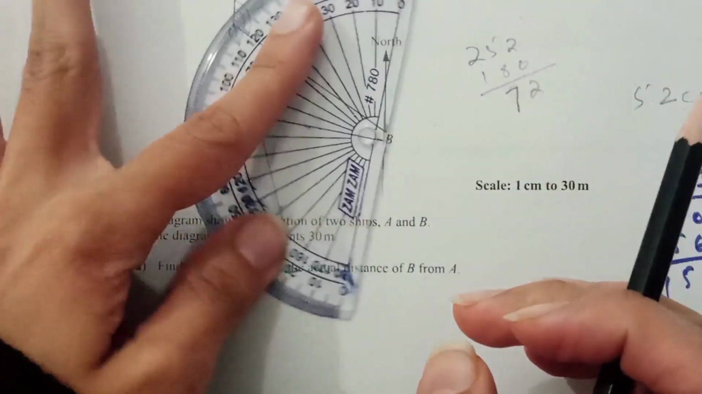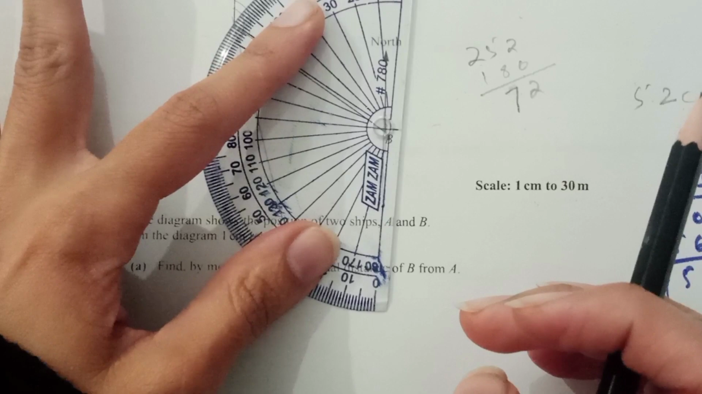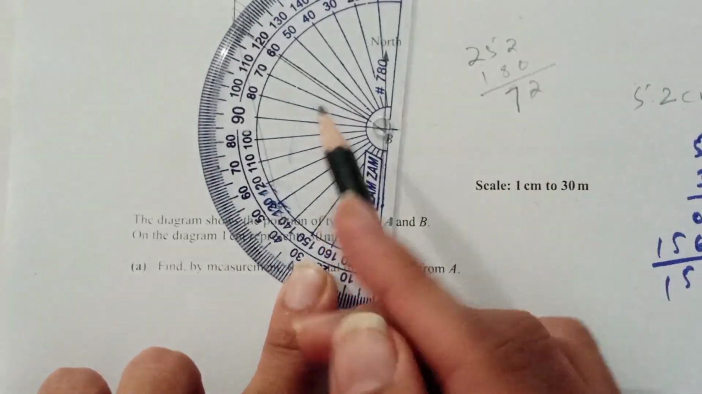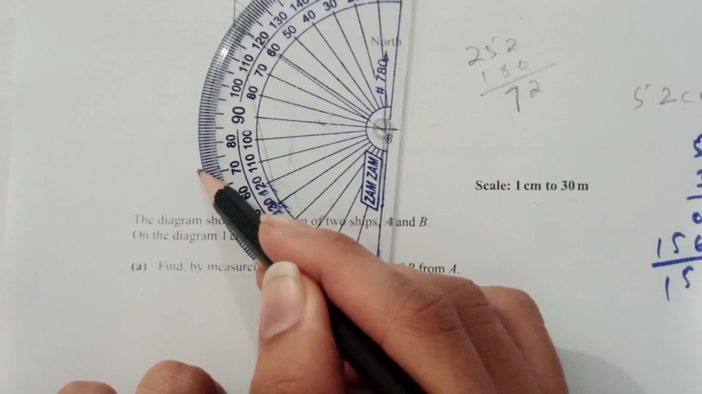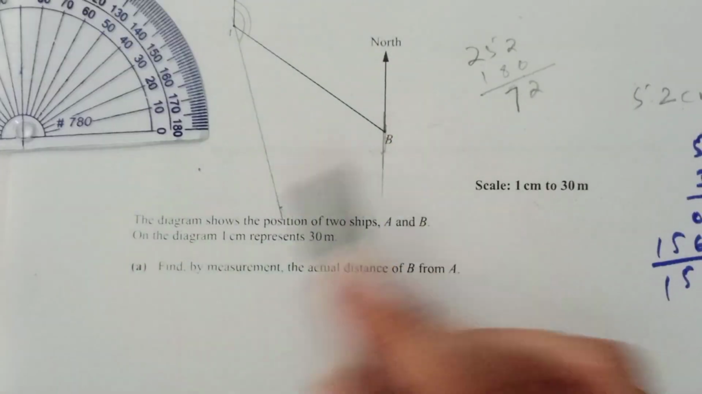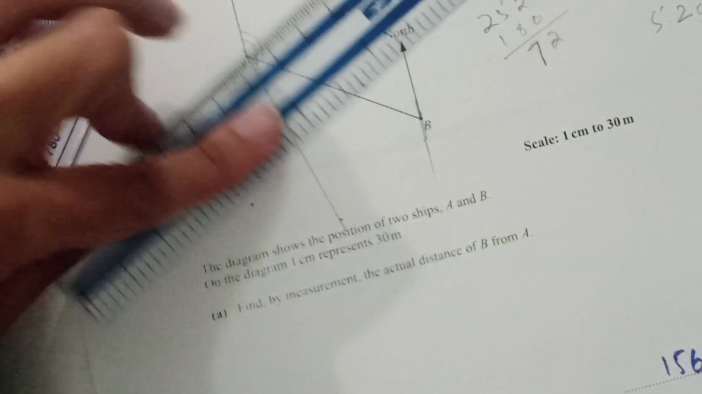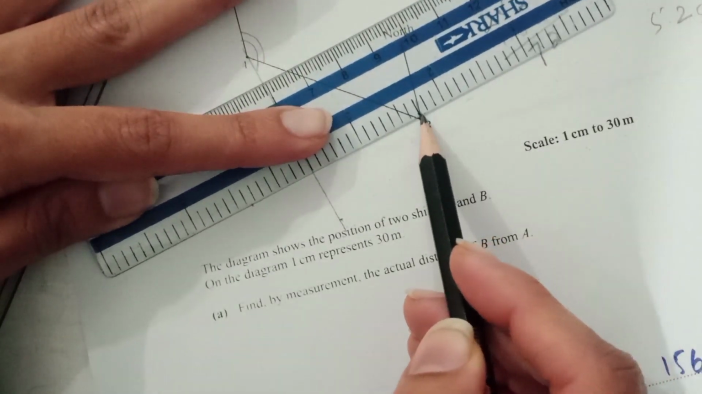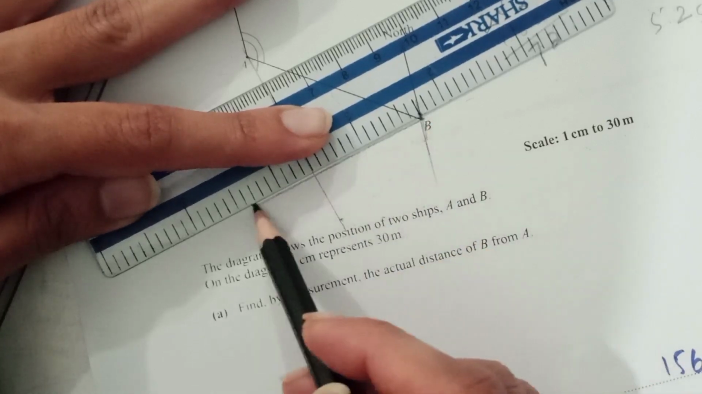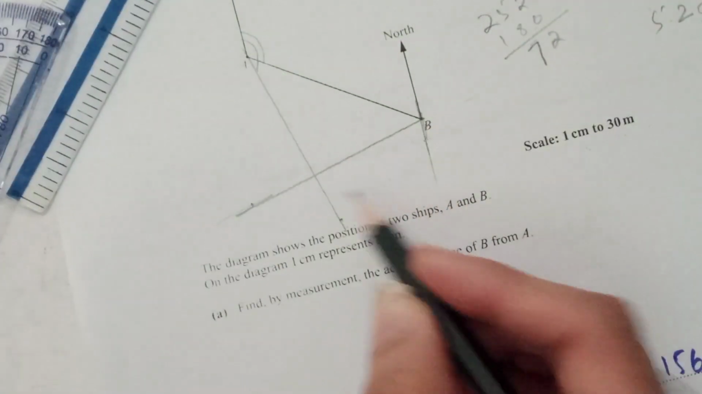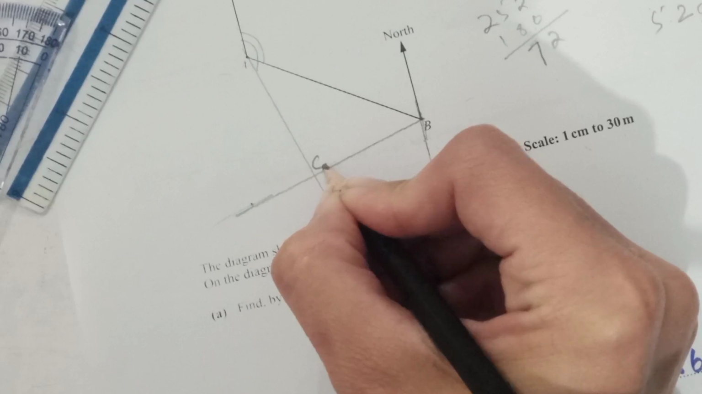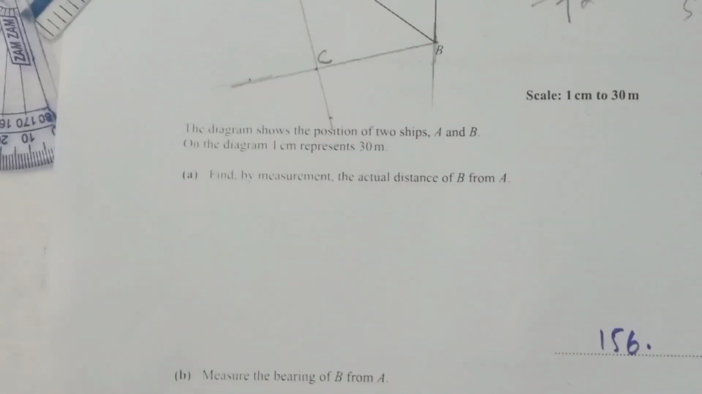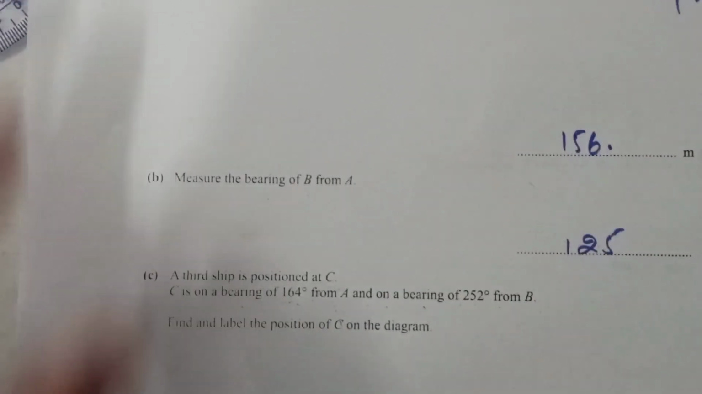We have to find it, and that is 70 and 72. Match that point. Now the point C is the point where both bearings cut. That is the point C which we have to find.